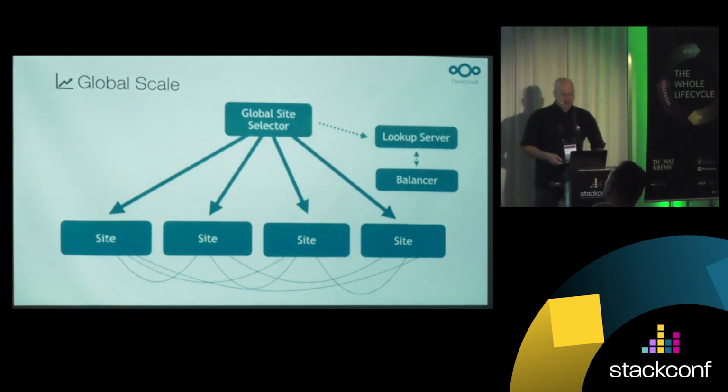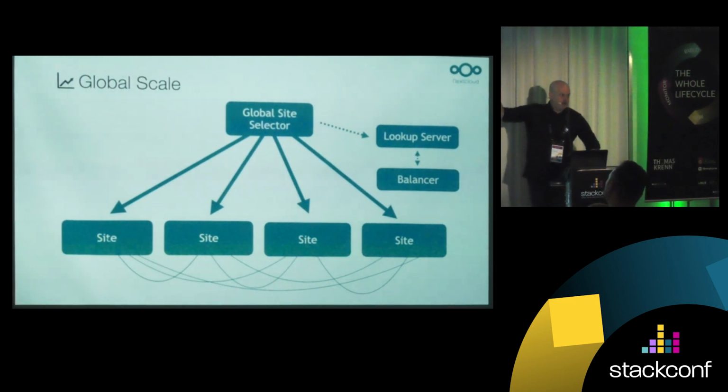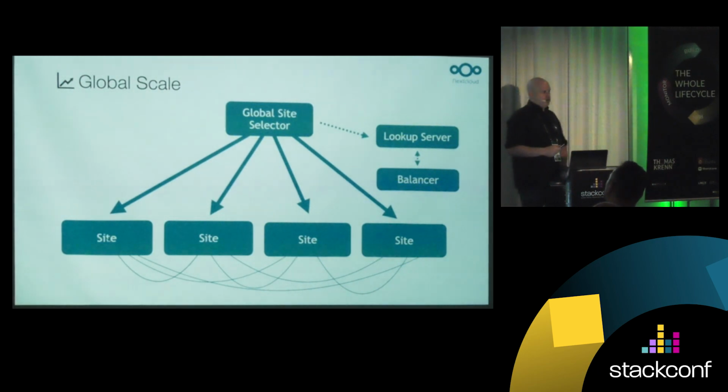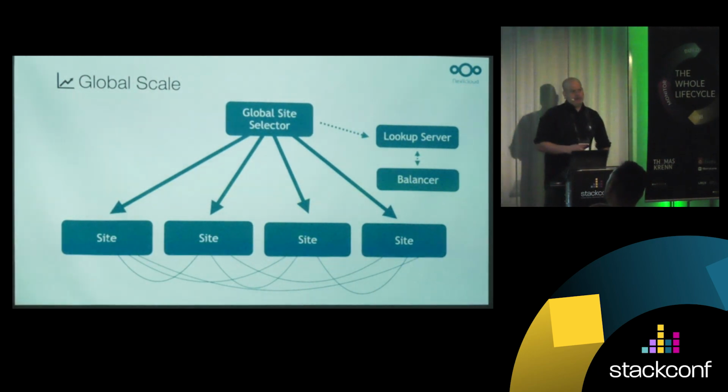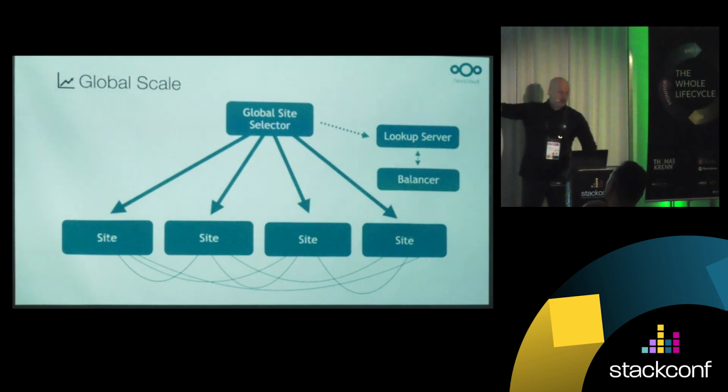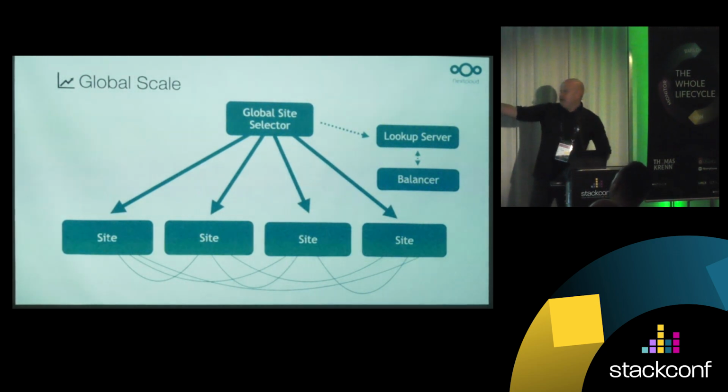thing. Then what it does, it asks a lookup server, which is another component we have, like, hey, there is this user who wants to log in. Where is this user located? And the lookup server returns the information, okay, this user is in the hosting center of Sao Paulo, for example. And then the global site selector redirects the user to the right hosting center. And then it's working locally there.